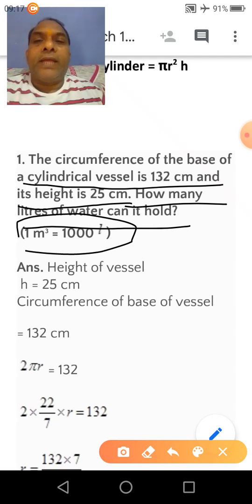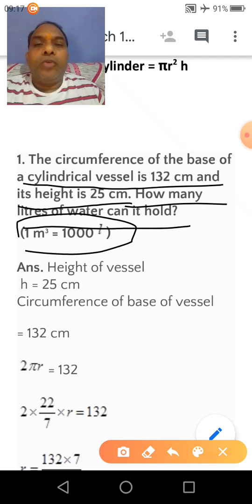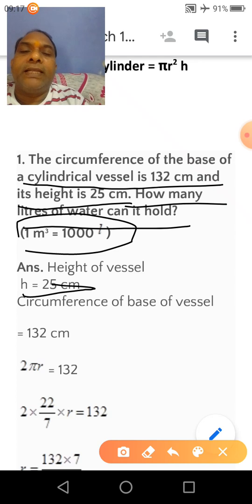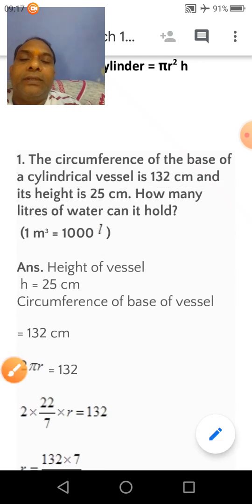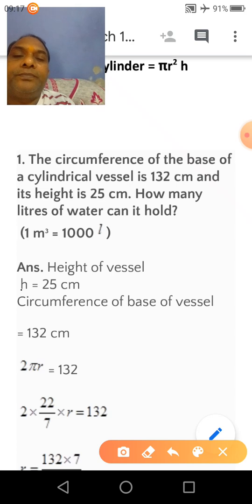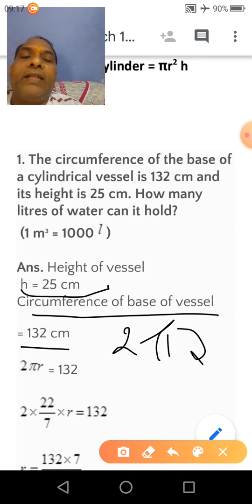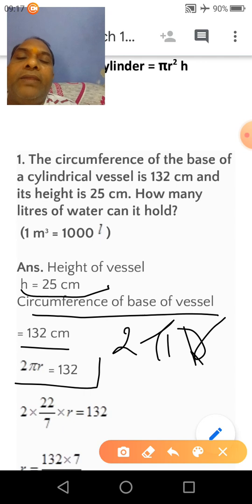It means we have to find volume of the cylindrical vessel. So here height of the vessel h is 25 centimeter given. Circumference of the base is equal to 132 centimeter given, and we know that circumference of the base of the cylinder is 2 pi r. So 2 pi r will be equal to 132.